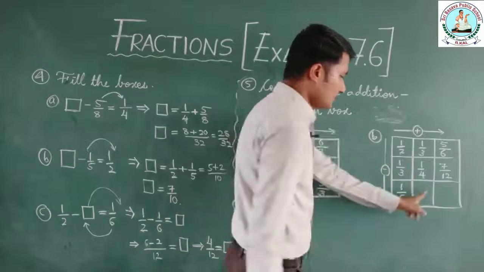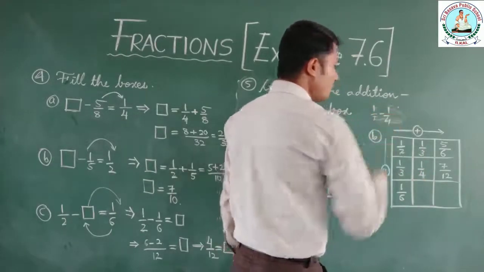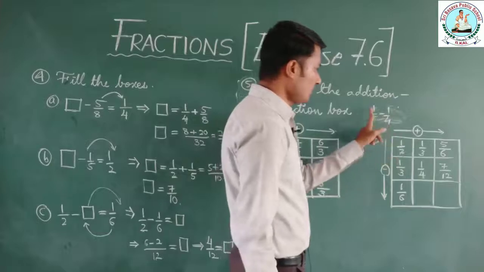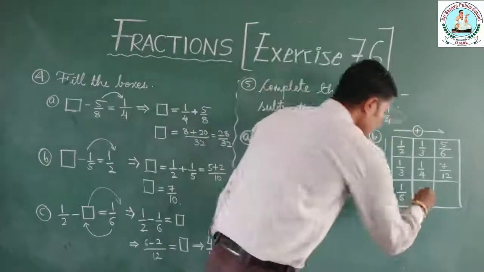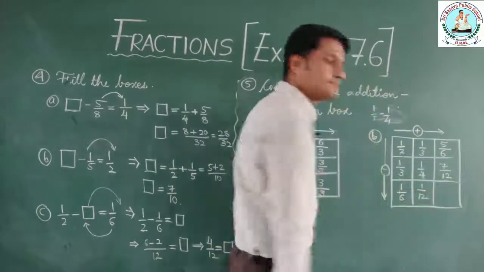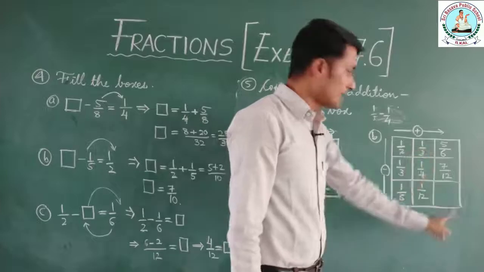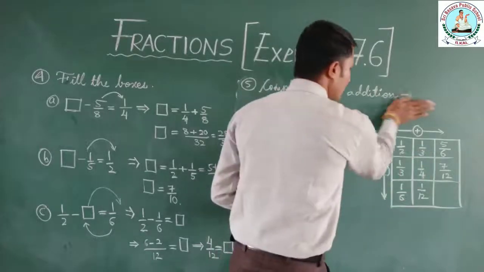Let's go for this. 1 by 3 minus 1 by 4. 4 ones are 4, 3 ones are 3. So 4 minus 3 is 1. 1 divided by 4 3s, it is 12. So solve these two. You can add or else you can subtract. You will get the same answer here. So I am going to add now.